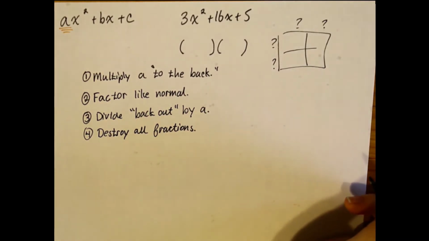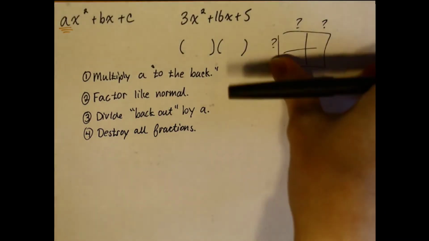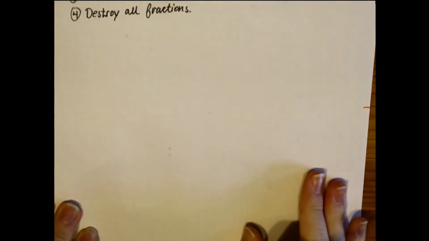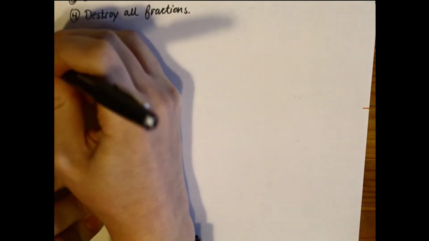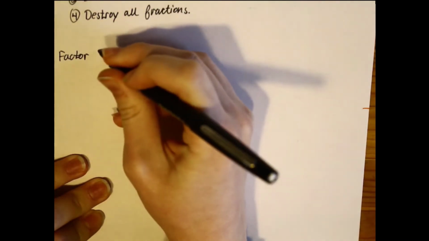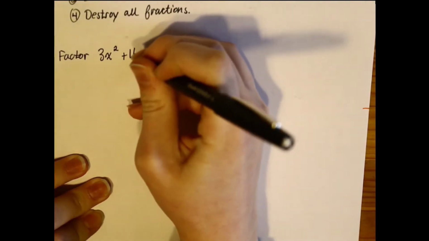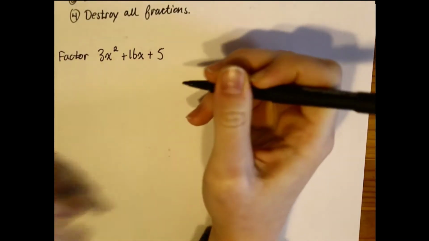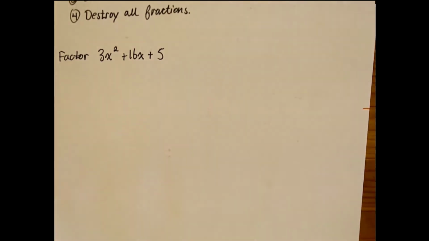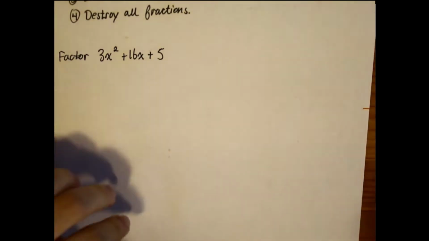All right, so let's do the example that I wrote down at the top there. So we're going to factor 3x squared plus 16x plus 5. All right, so we're going to follow our steps that we mentioned up above.